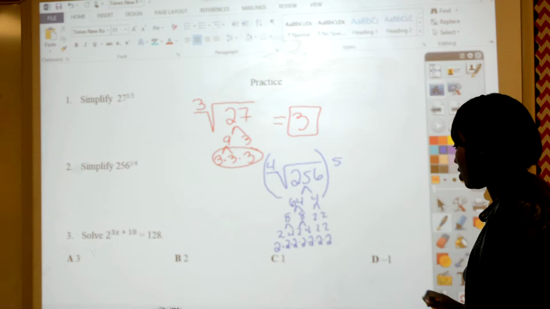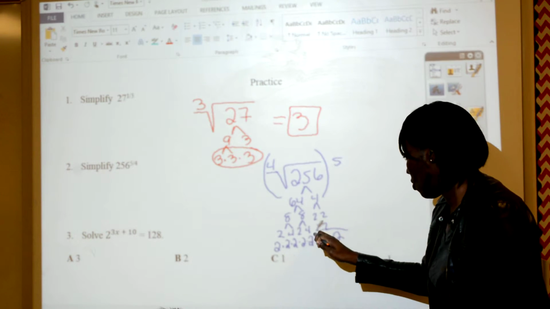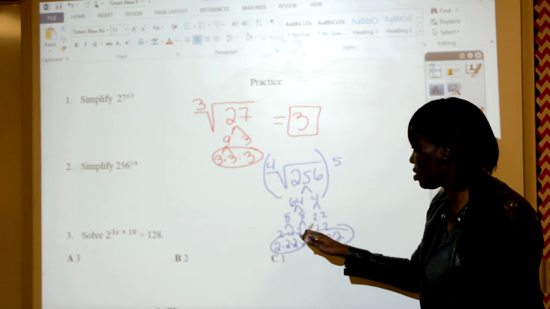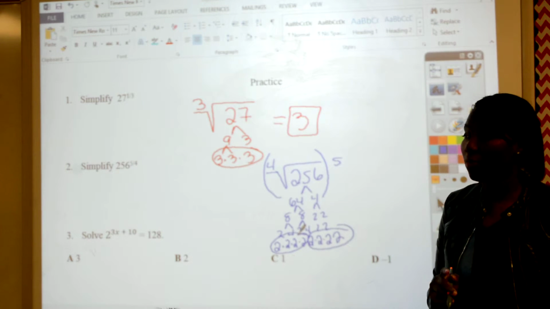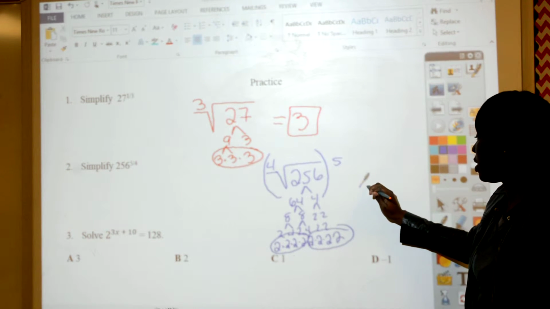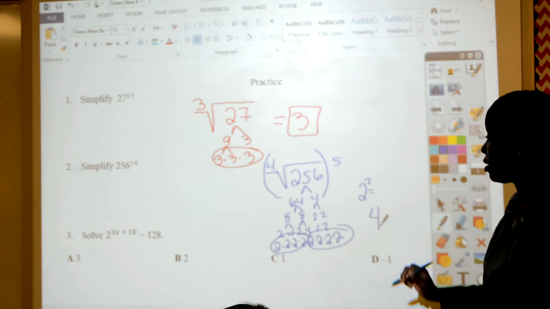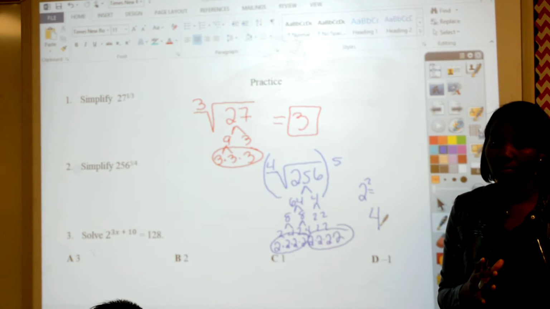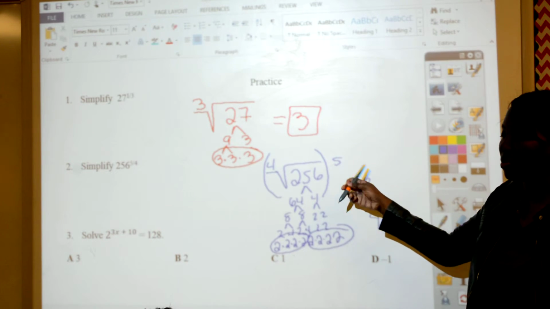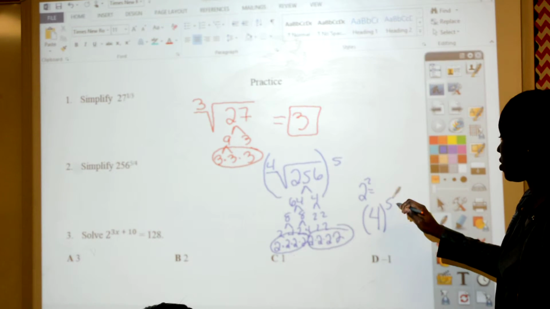I circled too much. 1 set, 2 sets, right? 2 sets of 4. So that means our answer is going to be 2 times 2, which is what? 4. So does that mean we stop at 4? No, because we still have to go and raise it to the what? 5th power. And so what do you get for your answer?